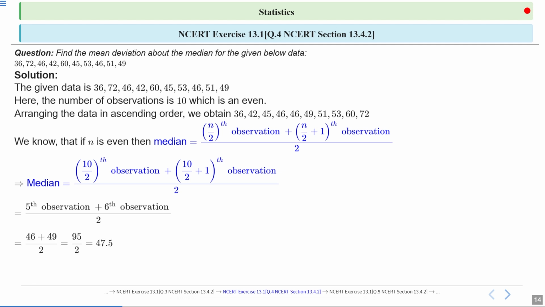Now let's find the 5th observation and 6th observation. So 5th observation is 46 and 6th observation is 49. So the average of 46 and 49 is basically 46 plus 49 divided by 2, and this is equal to 95 upon 2, and this is equal to 47.5. So median is 47.5.